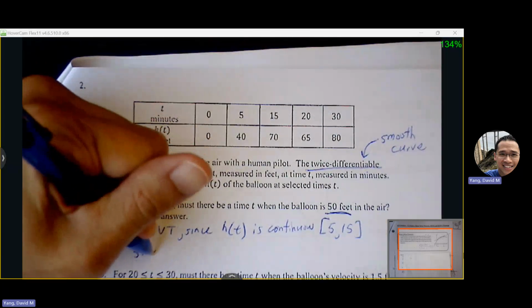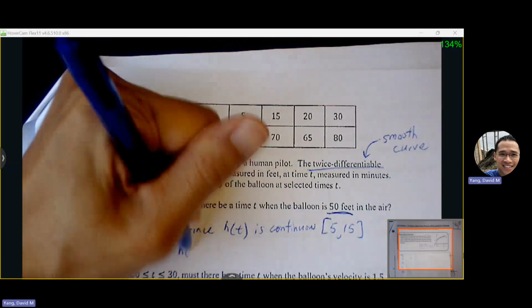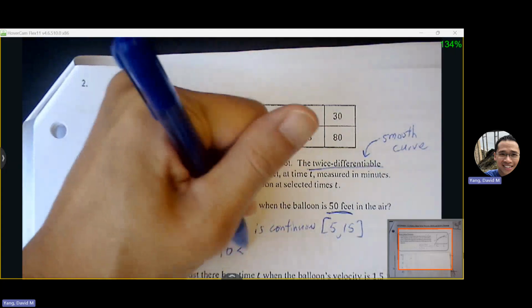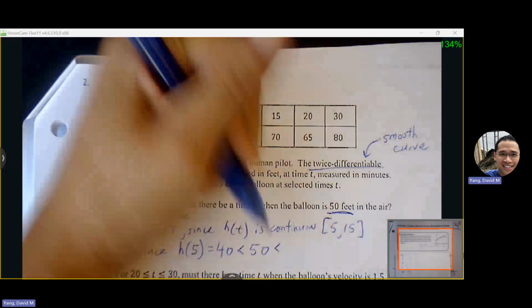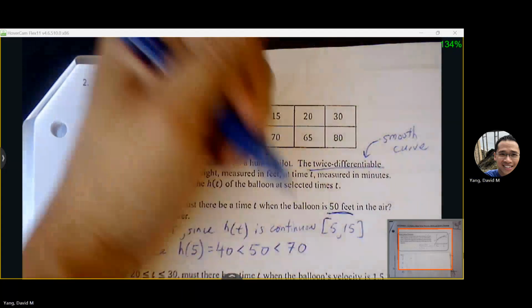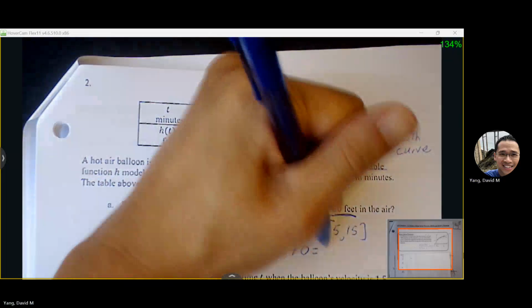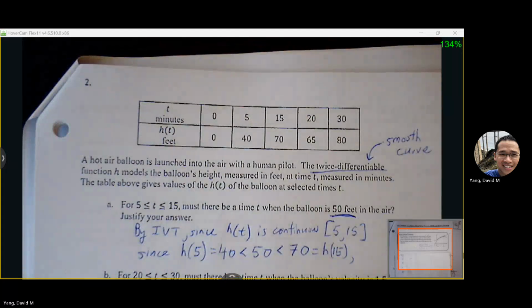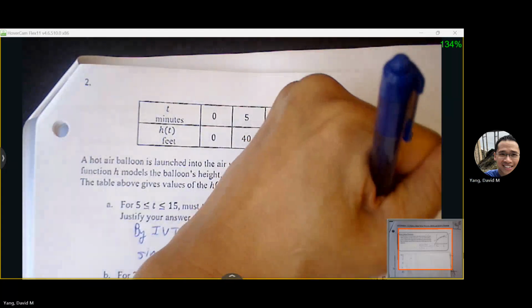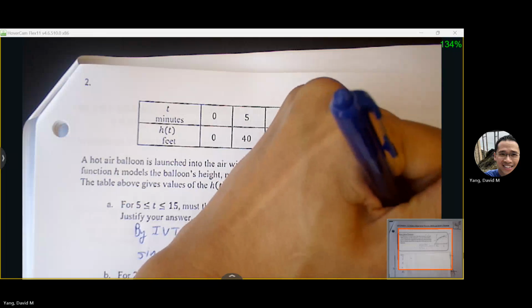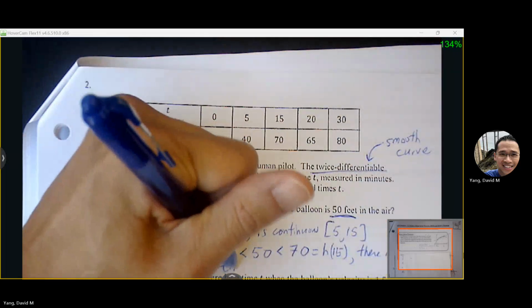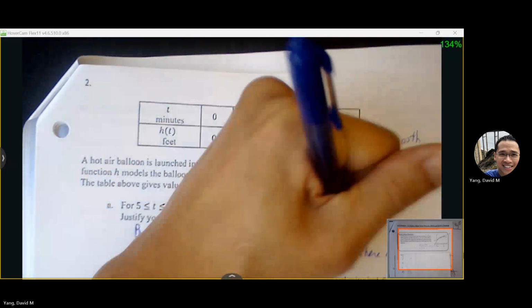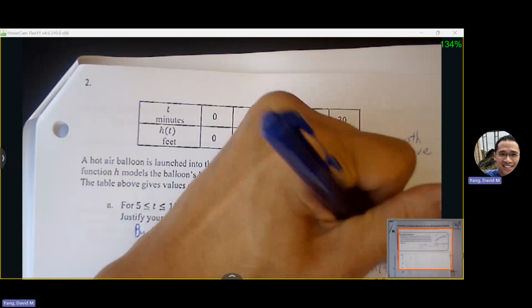So this is where we write it out. It's easy to understand, but it's kind of messy to write out. So since one endpoint is sitting at 40, and 40 is clearly less than my target, and my target is also lower than my other height, which is coming from h of 15, there must be a time t on the interval from 5 to 15 where h of t is equal to 50.